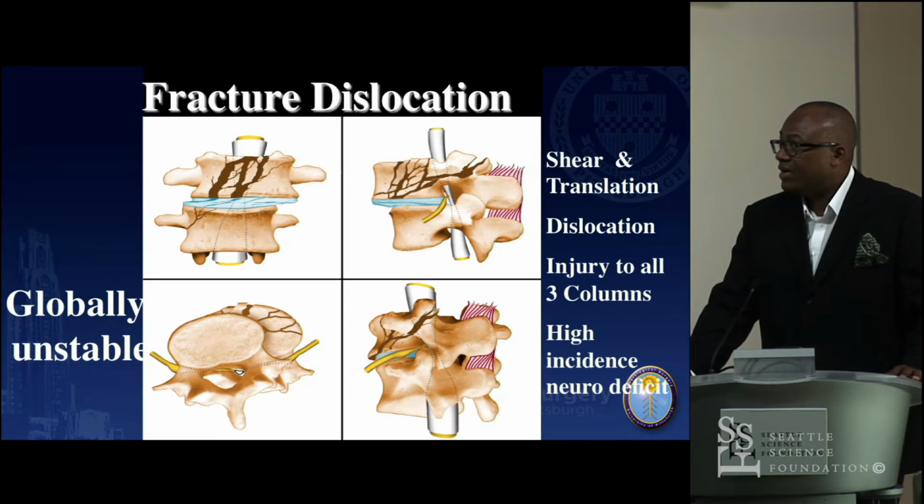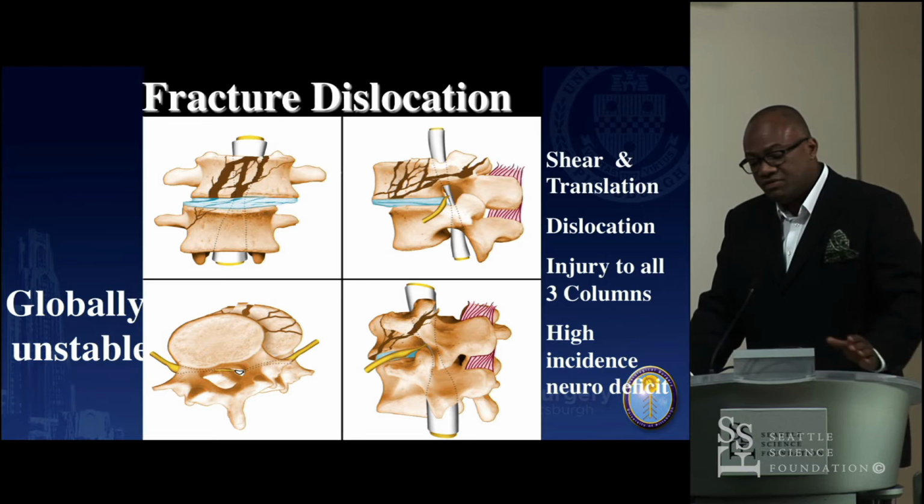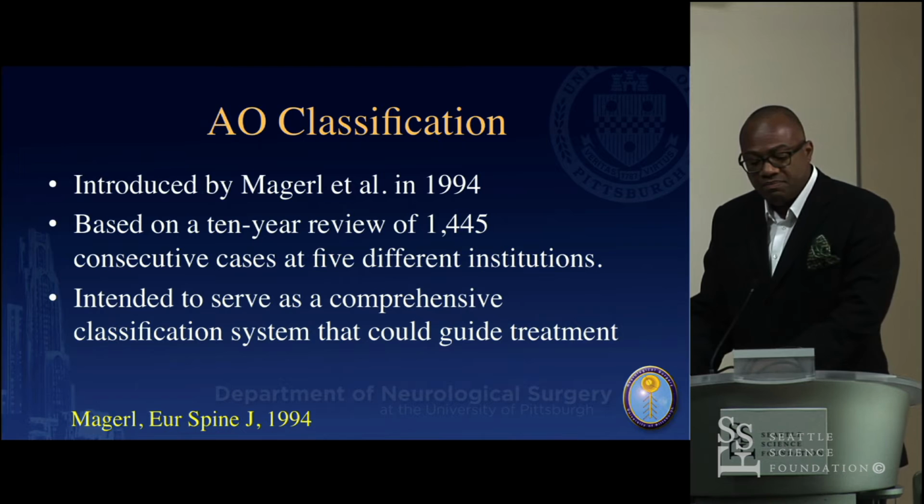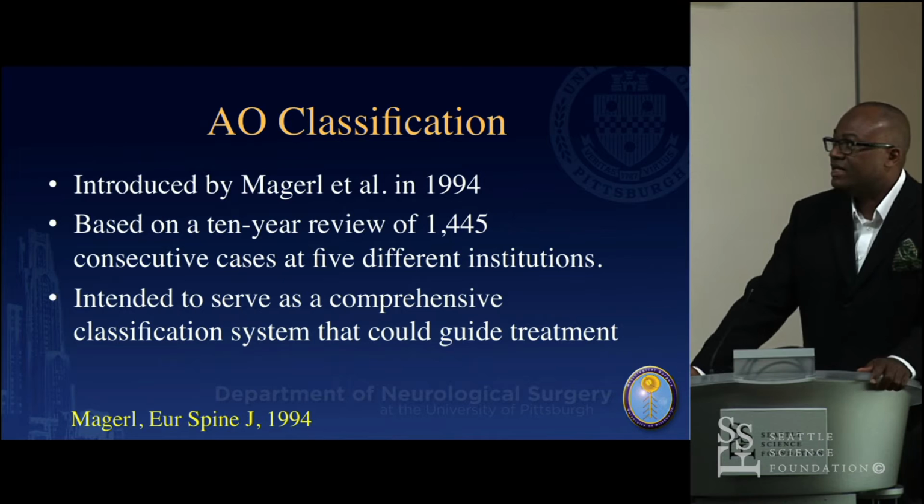Then you can also have the morbid fracture dislocation. So it's moving in terms of the level of severity, and what do we do about these? Typically, the best idea will be one that includes a mention of the neurological deficit of the patient. That was the big failing of the AO classification system. It came by over 20 years ago.